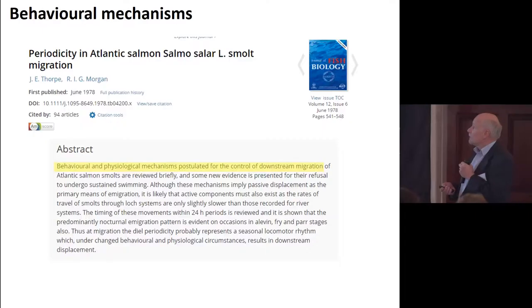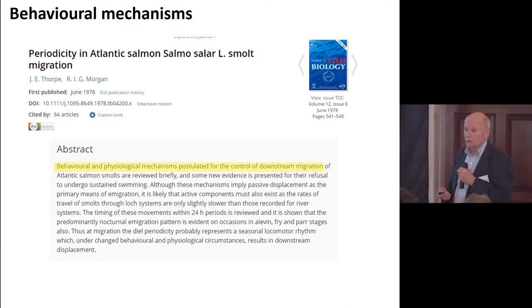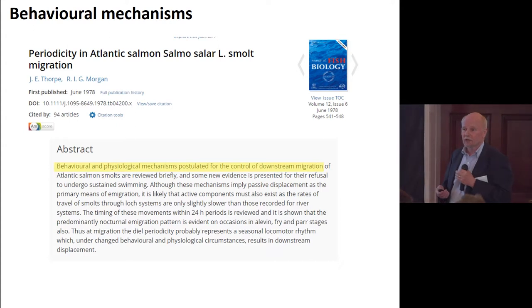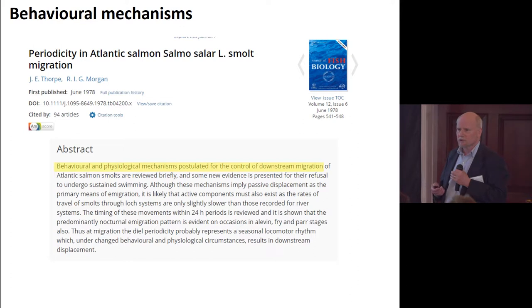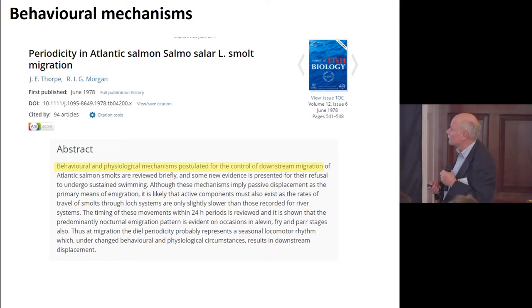So, this was done in 1978 by John Thorpe at the Freshwater Lab. He had already started to look into these mechanics and was looking at what's involved with smoltification, what fish do, and trying to break down the behavioral and physiological mechanisms. And a lot of the work that's being done now started back with John's work.